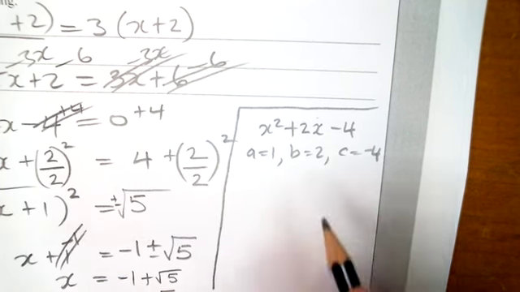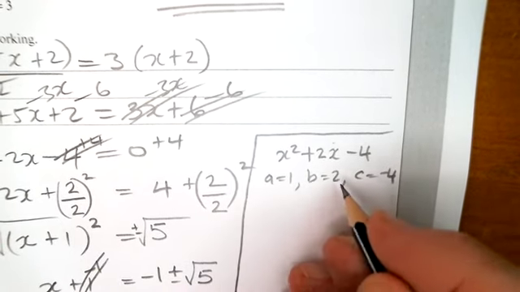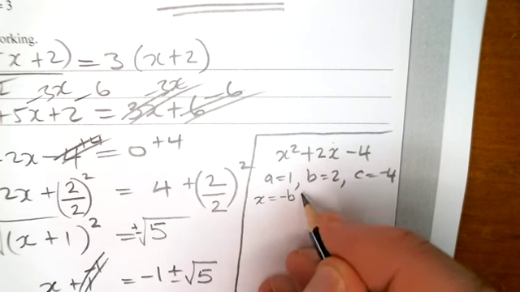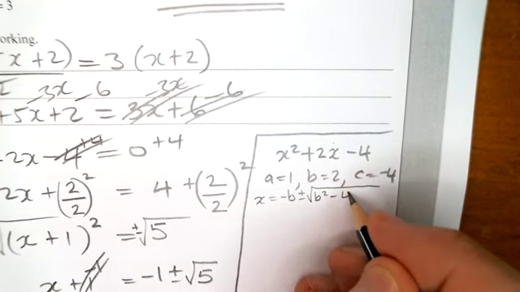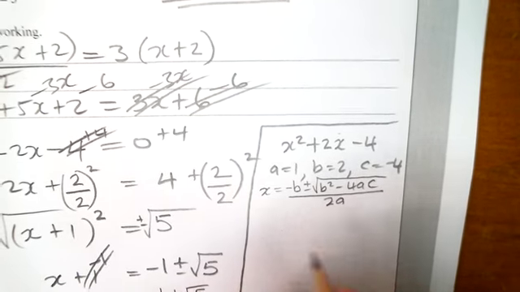In fact, let's just do it. We've got a bit of room here. If I squeeze it in, we'll probably be all right. I'll use a sharper pencil. Here we go. So we're going to put it into the formula. So x is going to equal minus b plus or minus square root of b squared minus 4ac all over 2a. Here it is.